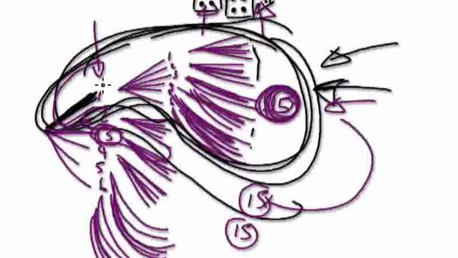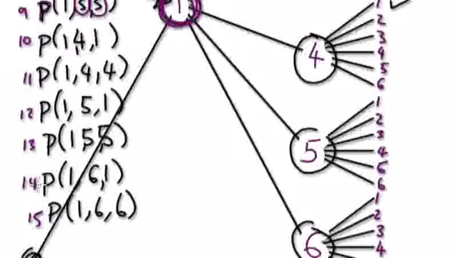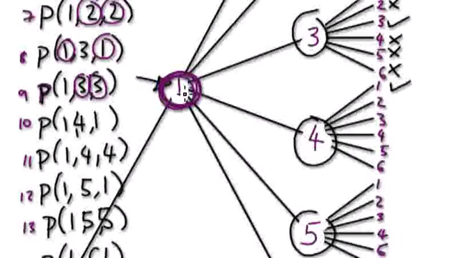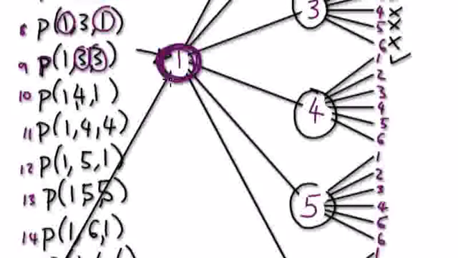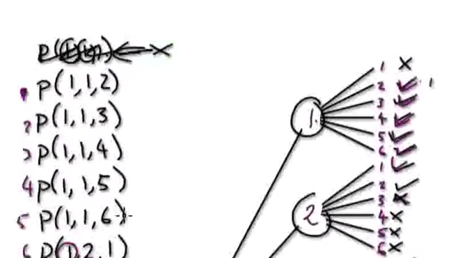But let's go back to the first branch now. So we are here, and then on the first die we get a 1, and we've just established that there are 15 good outcomes.